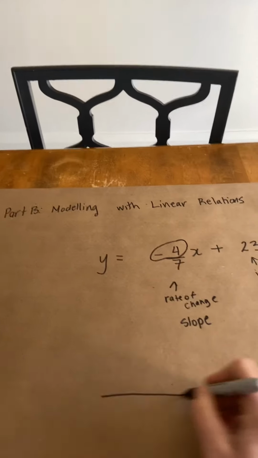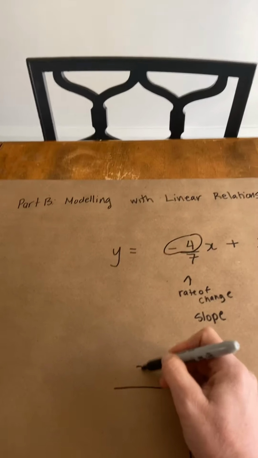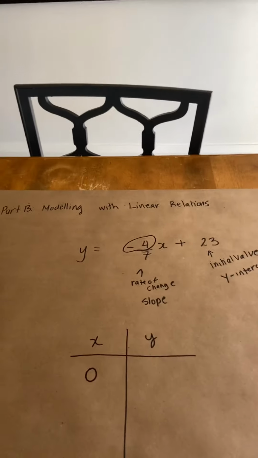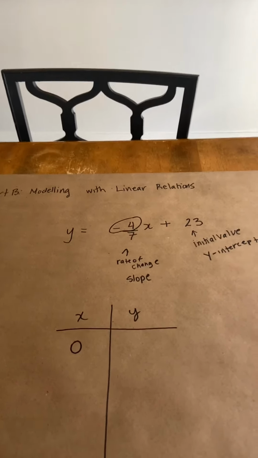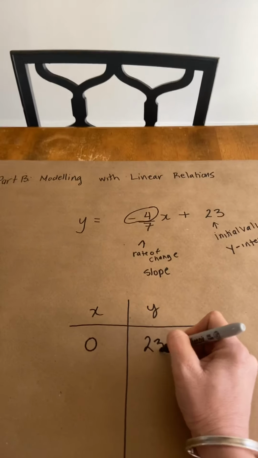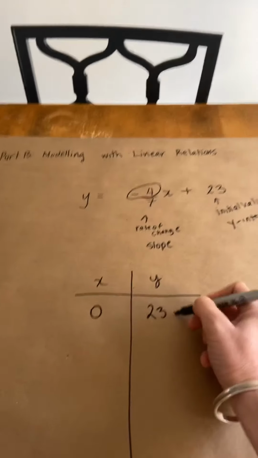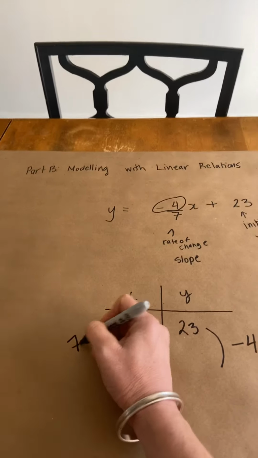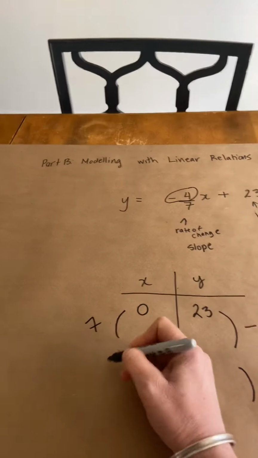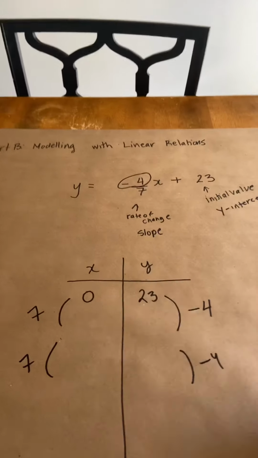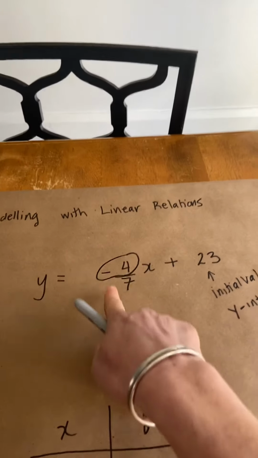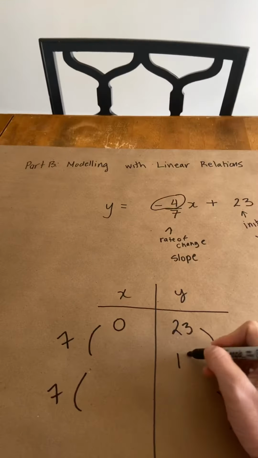So I'm going to make a table of values, x and y. I always start over here with my x's with 0. And we know that my initial value or my y-intercept is 23. And this tells us that we're going to jump down 4, across 7, because it's rise over run. So I'm going to get 19 here.